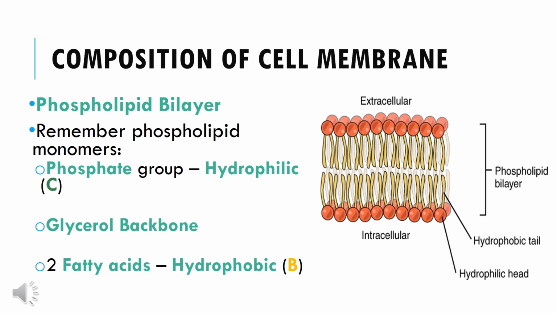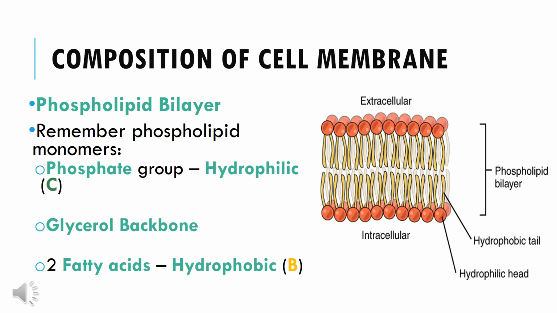And remember the monomers for a phospholipid: the phosphate group, which is the circle, the glycerol backbone, which is the rectangle, and then the two fatty acid chains that make up the tentacle-looking parts of the phospholipid. The composition of the phospholipid bilayer is based upon two properties of the phosphate group and the fatty acids.